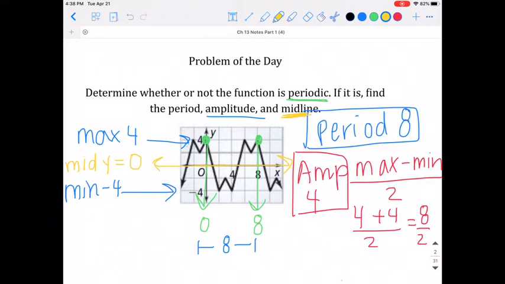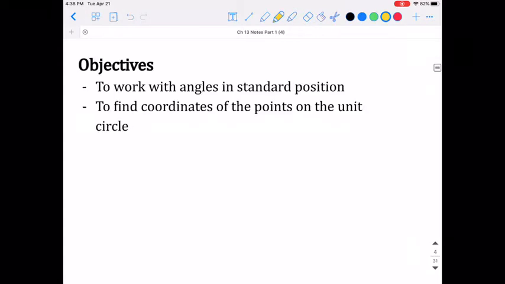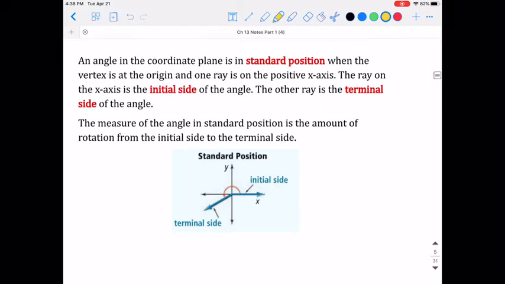So moving on to section 2, angles and the unit circle. The objectives for this section are to work with angles in standard position and to find coordinates of the points on the unit circle. We have a few definitions to start. An angle in the coordinate plane is in standard position when the vertex is at the origin and one ray is on the positive x-axis.